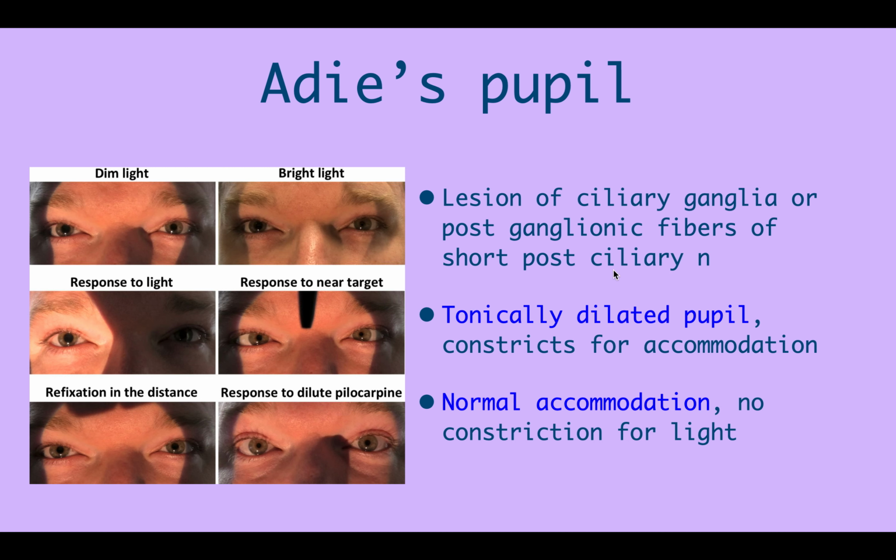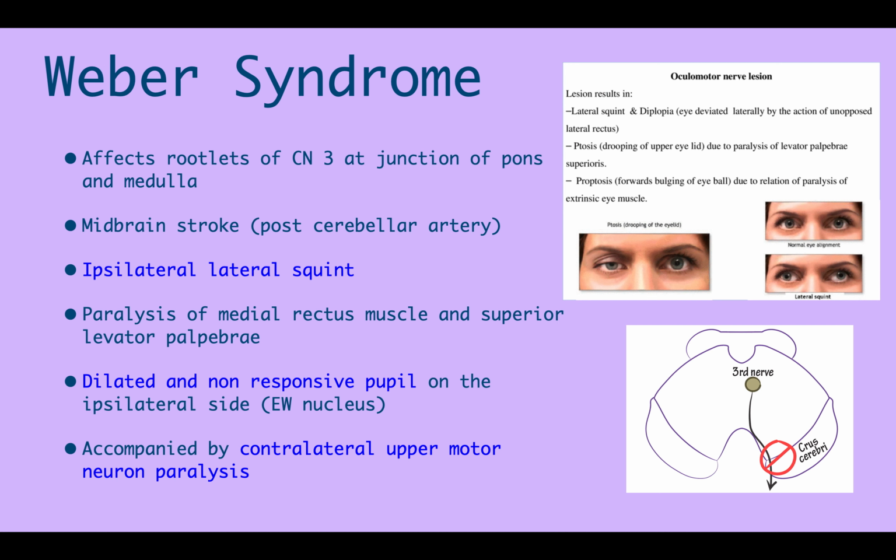The difference between these two really is the lesion area. And so this is going to be a problem with the ciliary ganglia, and the other is going to be a problem in the Edinger-Westphal nucleus.